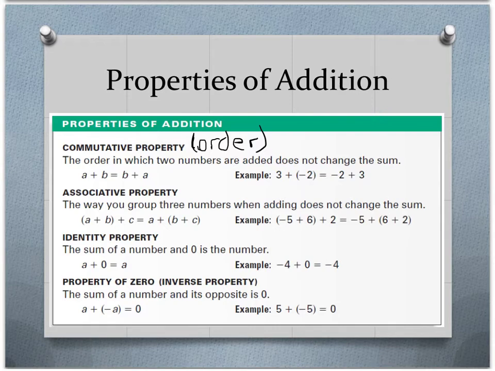So again, commutative property, we're talking about order. But the associative property, we're going to be talking about grouping. And that's how you keep the two different or separate in your head.